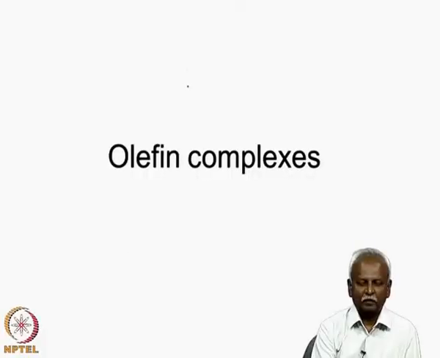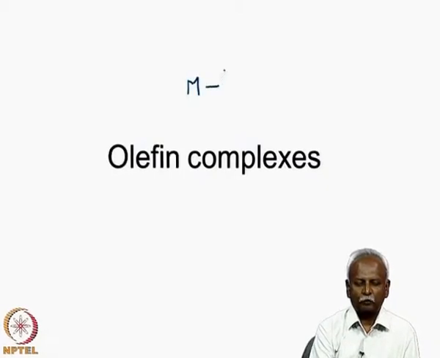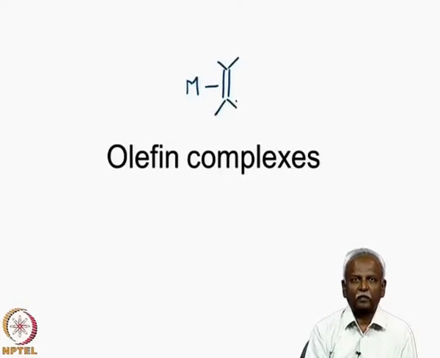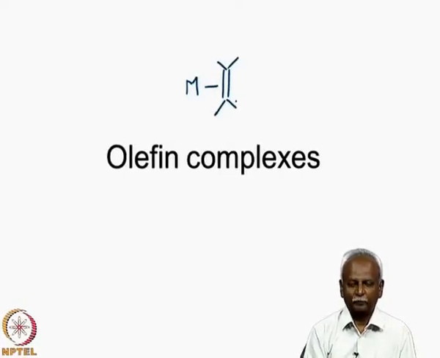So, today we will discuss metal olefin complexes. For the first time in this series, we are going to look at compounds where the metal is bonded to two carbon atoms simultaneously. In organometallic terms, one often indicates the formation of an olefin complex by writing M coordinated to two carbons by drawing a line in between the two carbons.